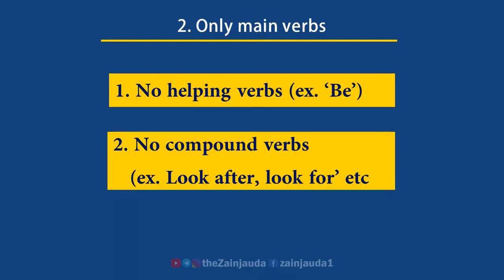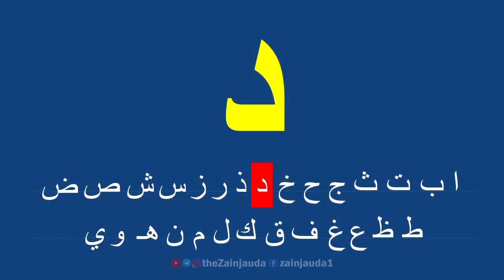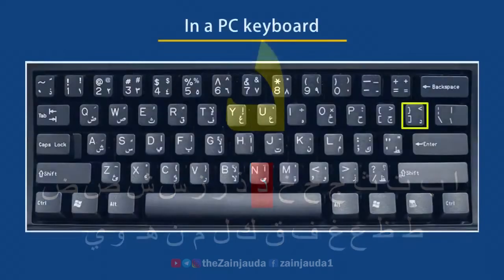Now we'll start explaining the alphabets in details. If you remember from lesson number 1, these are the Arabic alphabets. They are 28. We tackled them very quickly in lesson number 1, but today we're going to have 4 of them in details. The first letter that we will learn for today is Dal. It is the 8th letter in the Arabic alphabet.